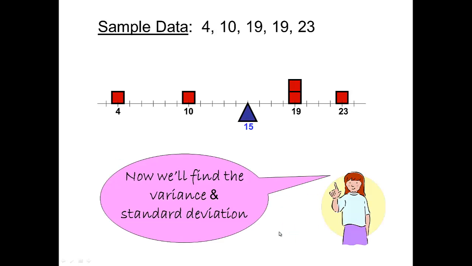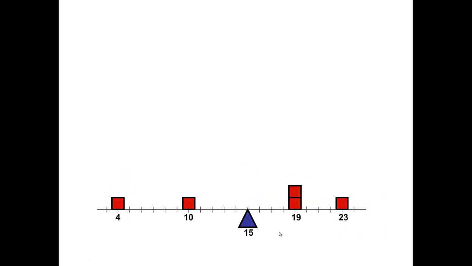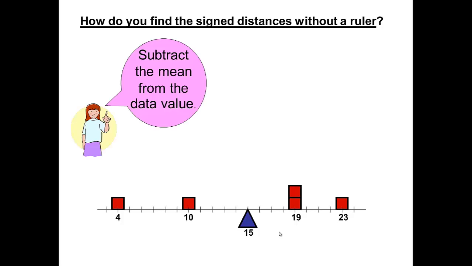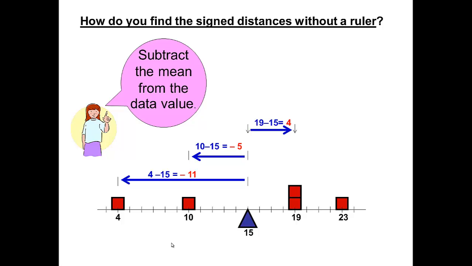Now we'll find the variance and the standard deviation. How do you find the signed distances without a ruler? Subtract the mean from the data value. The mean of 15 is subtracted from 4. 4 minus 15 gives us negative 11. 10 minus 15 equals negative 5. 19 minus 15 equals 4. 19 minus 15 gives us 4. And 23 minus 15 gives us 8.